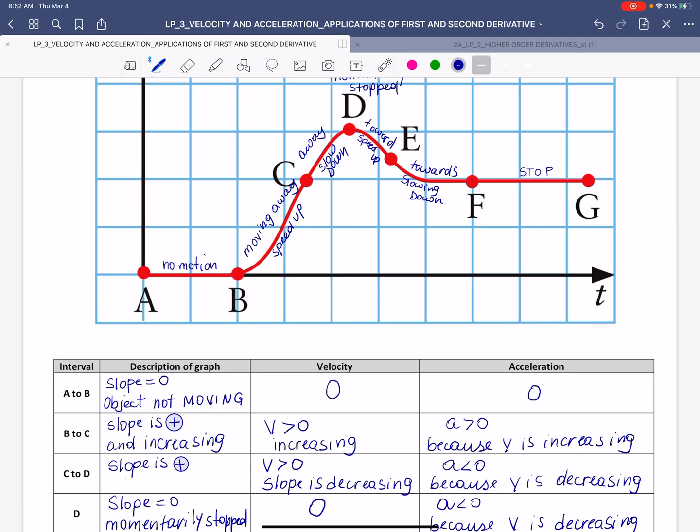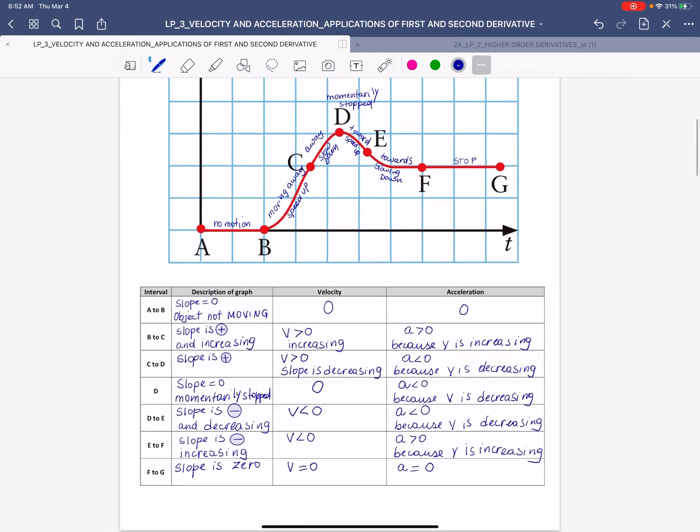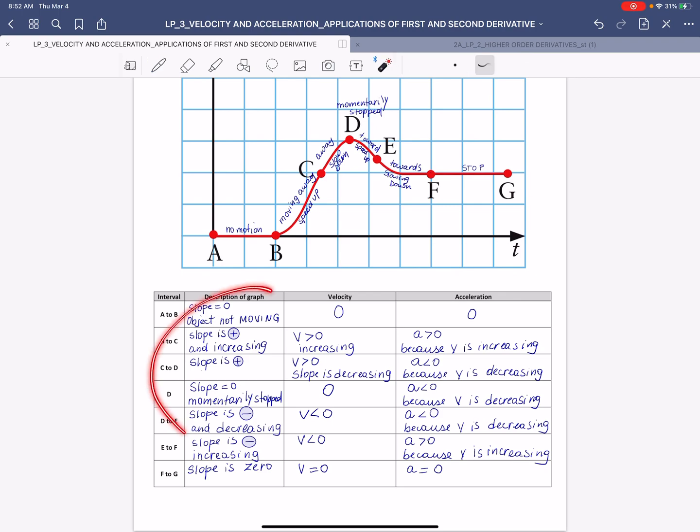So the reason I wanted to bring this graph analysis to creating a picture of real life, how the motion has actually happened, is because in the next part of the lesson, we want to talk about how to determine whether an object is moving towards or away from the initial point, and how to determine whether the object is speeding up or slowing down.